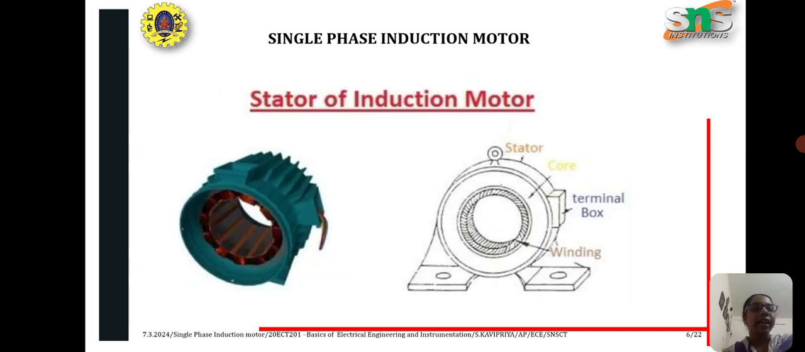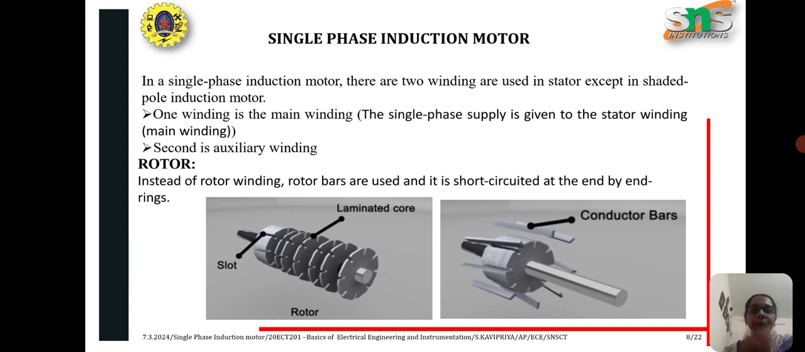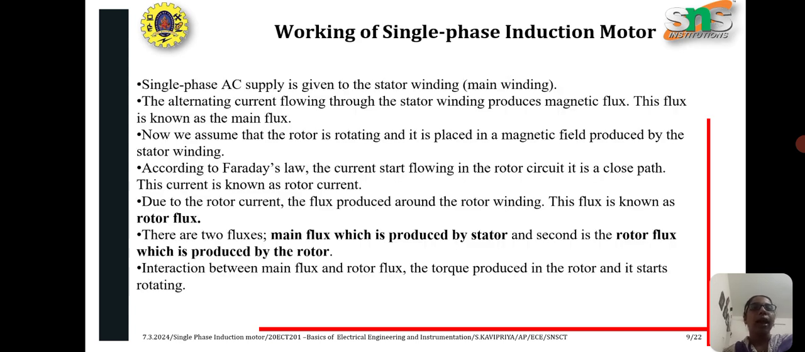And this is a stator of a single phase induction motor, and next is a rotor of the single phase induction motor. In the single phase induction motor, two windings are used. One winding is called the main winding and the second one we call the auxiliary winding. In the rotor, instead of a rotor winding, rotor bars are used which are short circuited with the help of end rings.